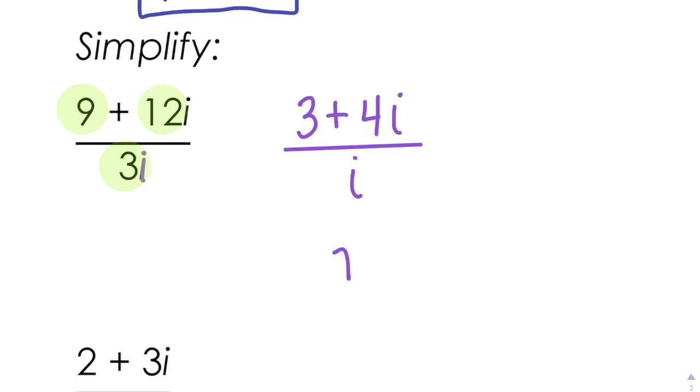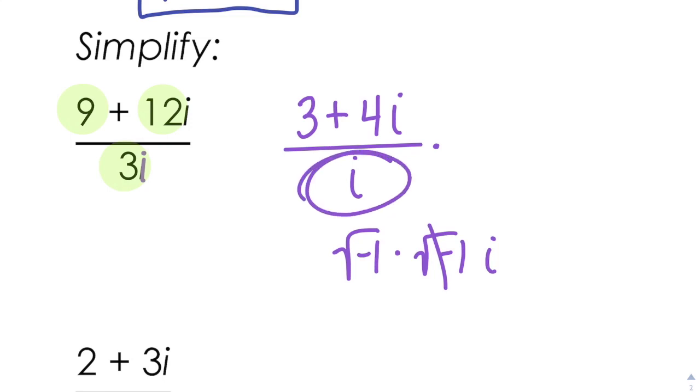Well, i is the same thing as the square root of -1. So how would you get rid of the square root of -1? By multiplying by the square root of -1, which is just i. So how am I going to get rid of this i in the denominator? By multiplying it by i. Because the square root of -1 times the square root of -1 is just going to be -1.